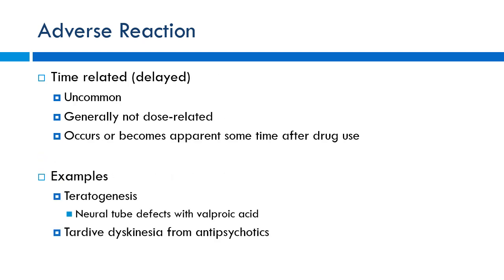So there's going to be some time-related or delayed reactions that can occur. Again, pretty uncommon for the most part. Usually not going to be dose-related. And you're not going to find these issues developing until sometime after the drug use has already occurred. So for example, if I have someone who has bipolar disorder and they're taking valproic acid for this and then they get pregnant, right? Usually pregnancies take how long before you see any problems manifest? Probably 9 or 10 months afterwards, right?